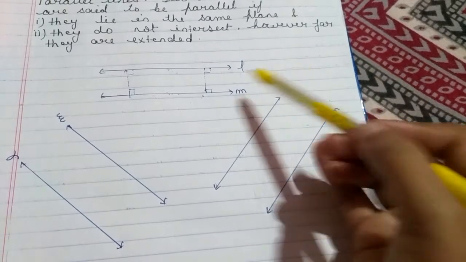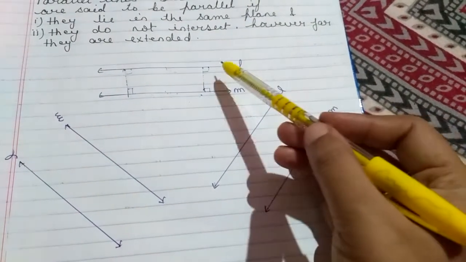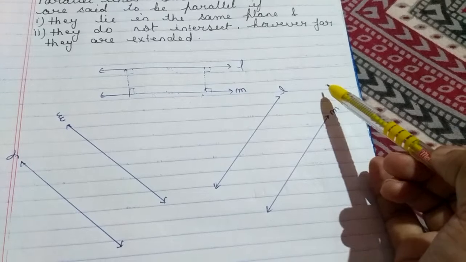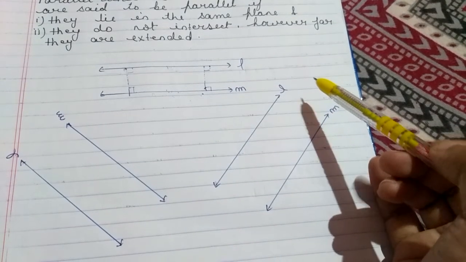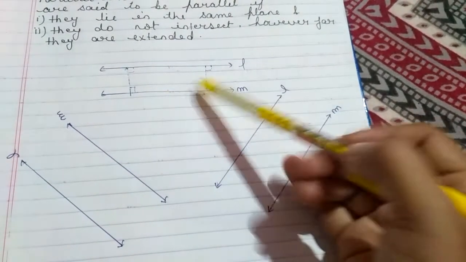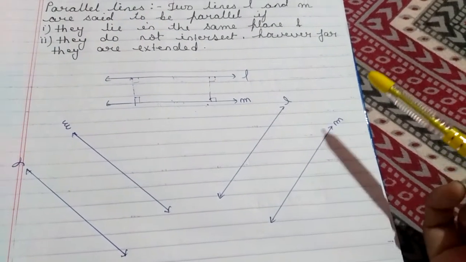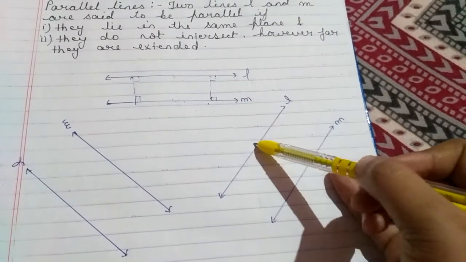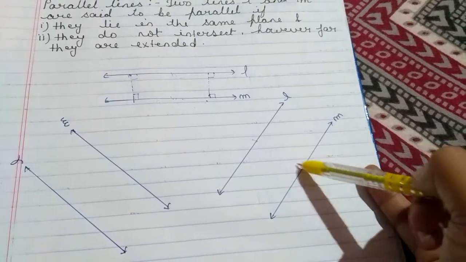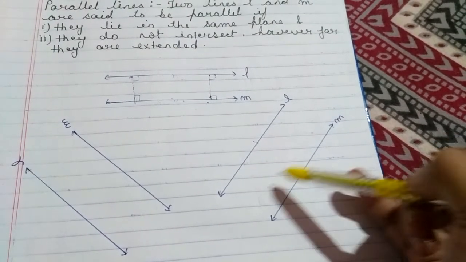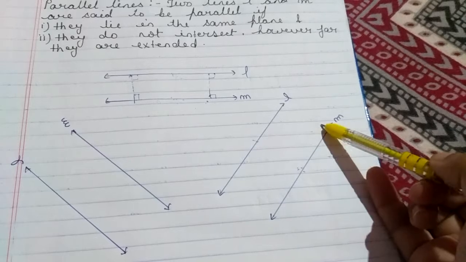अच्छे से समझो, जब आप इसे एक्सटेंड करोगे तो ये किसी भी पॉइंट पे कटना नहीं चाहिए. This is the meaning of parallel lines. It may be horizontal, it may be vertical. But only one thing is important, that distance between them is equal at every point.